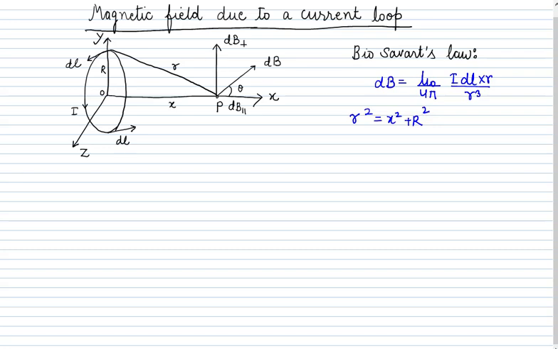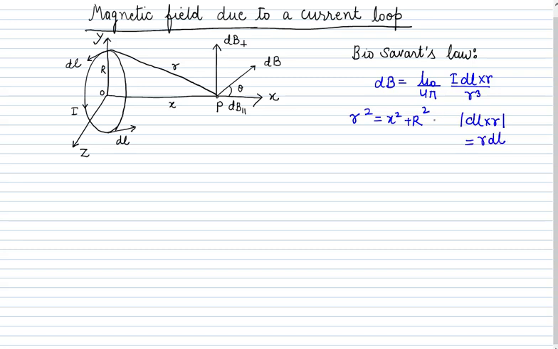And here if you look at the small length element dl, it is always perpendicular to this r. Either you can choose this point, or you can take any small length element, it is always perpendicular to this r. So whenever you calculate this dl cross r, which is in the Biot-Savart's formula, dl cross r means dl r sine theta, and theta is always 90 degrees. So sine 90 degrees will be 1. So this is equal to r dl.